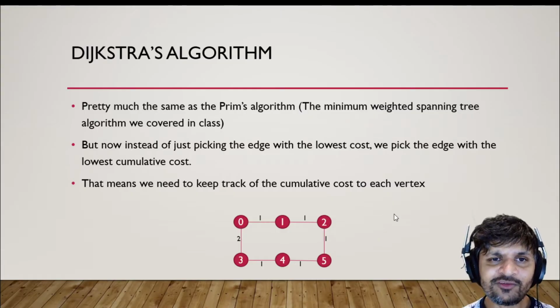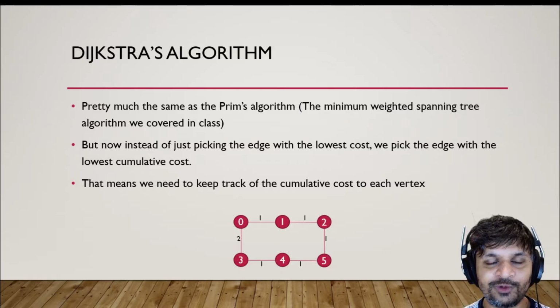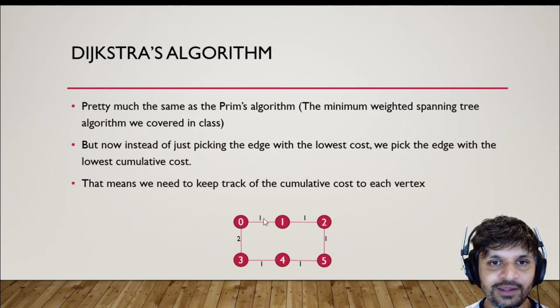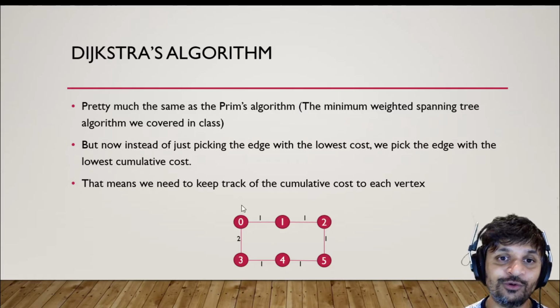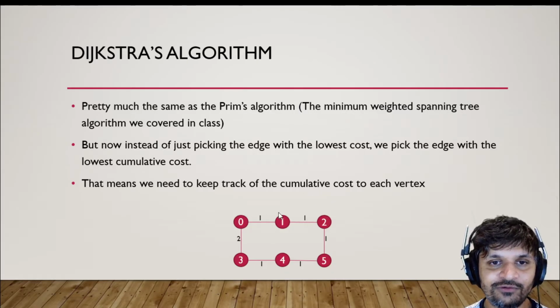Okay, and that's pretty much the only difference between Prim's algorithm, which was the minimum weighted spanning tree algorithm we did last week, and Dijkstra's algorithm, which is the shortest path algorithm we're doing this week. Okay, so it's not a super huge extension to the algorithm we did last week. Basically, all we're saying is instead of picking the edge that's the cheapest, we instead pick the edge that's the cheapest cumulatively, meaning the cheapest to get to the start of that edge and then plus the cost of the edge itself.